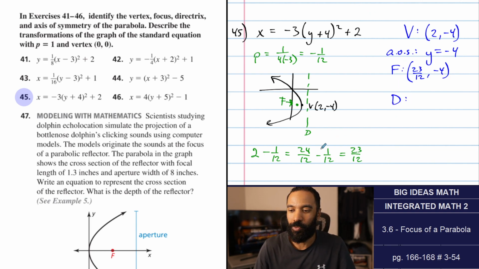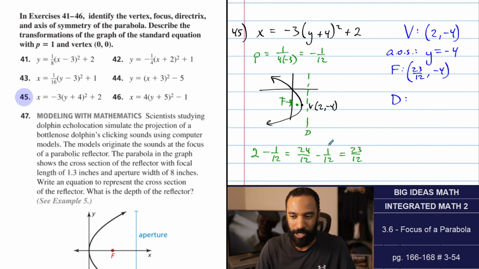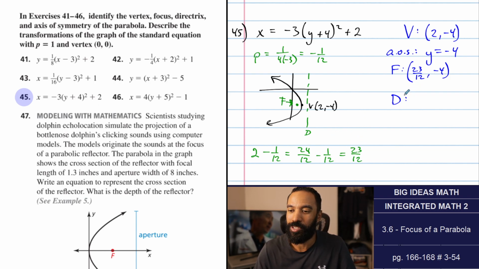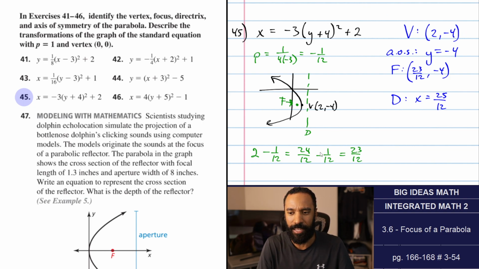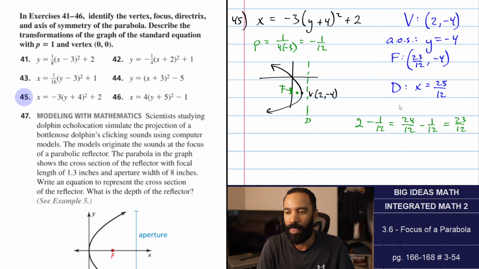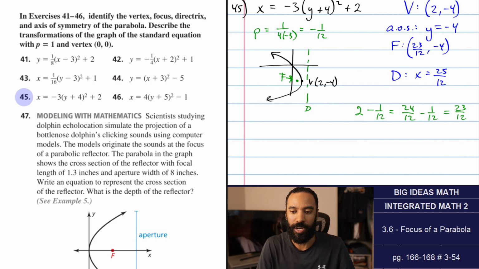The directrix, we're going to do 24/12 plus 1/12, which is 25/12. So the directrix is an x equals equation, and that is x equals 25/12. Like I said, those answers are exactly the way that I mostly want it to go. And those are the answers. That's what we're trying to get.